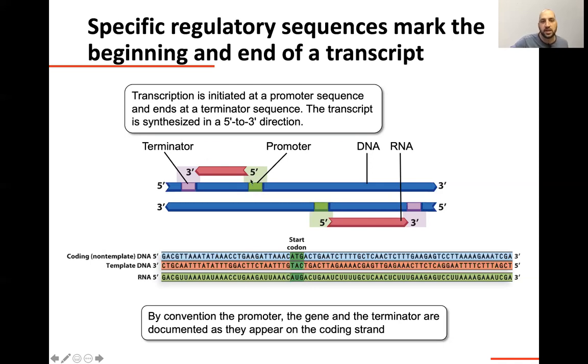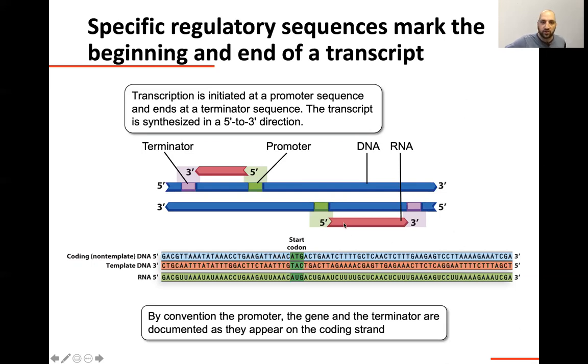And so we're thinking about right here, this green area is going to be the start of transcription. This purple area will be the stop. So 3' to 5', we're moving right to left. That's showing you where the template strand is. Likewise, down here, we've got a different template strand pointed in an opposite direction, so we're moving left to right.